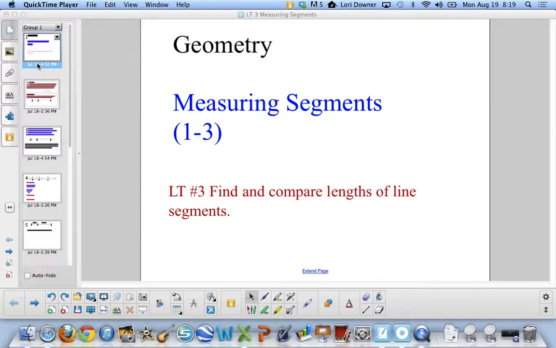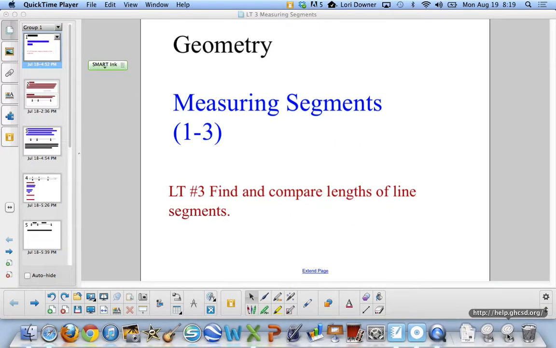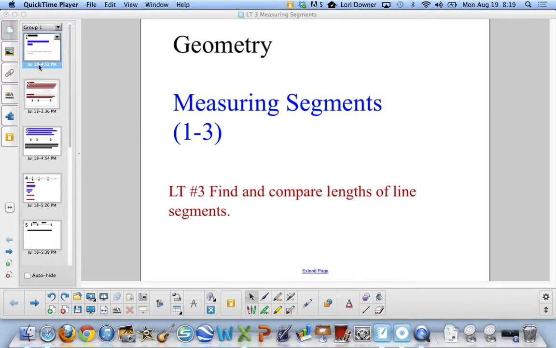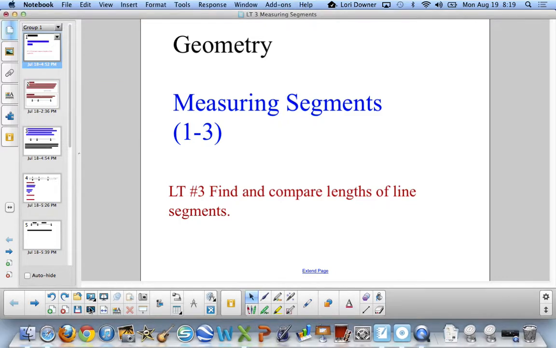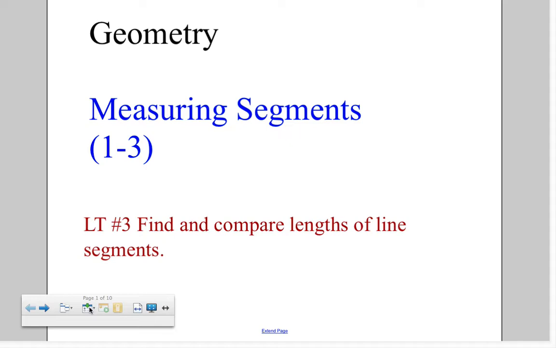Measuring segments. Find and compare lengths of line segments. Our learning target that we're going to be working on is how to find and compare. Two terms that we need to keep in mind: find and compare the lengths of line segments. We've been dealing with line segments. Now let's see what we need to do with them.